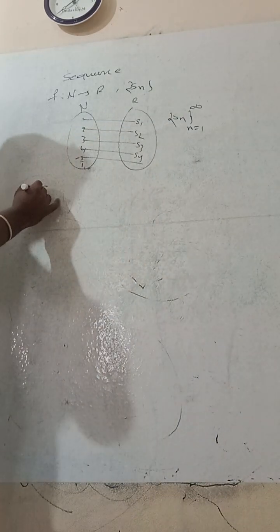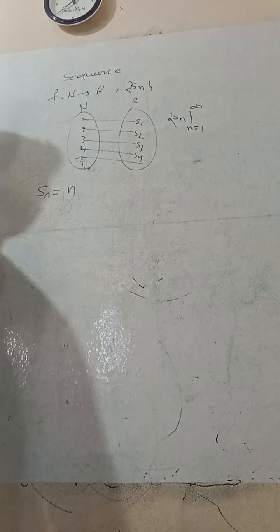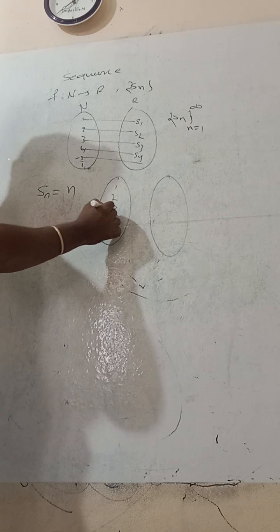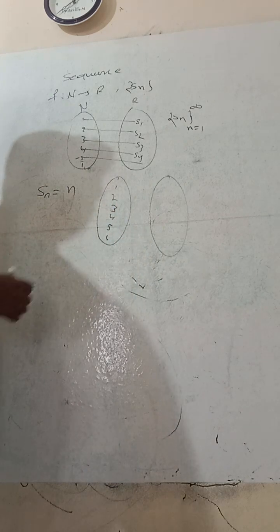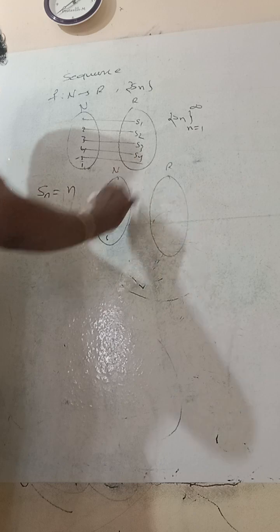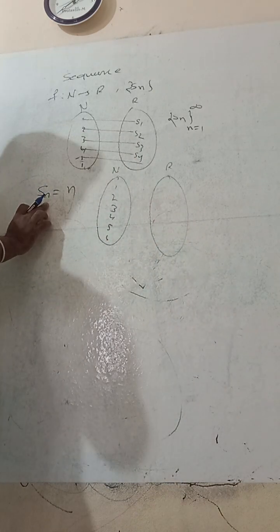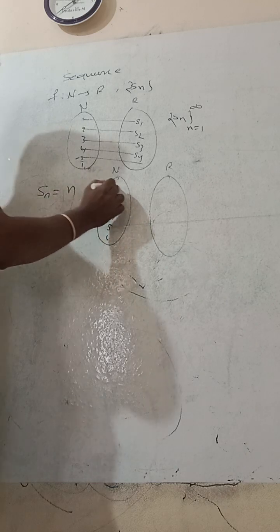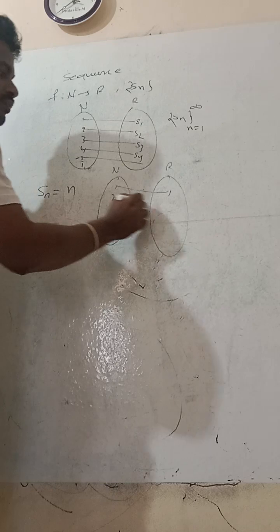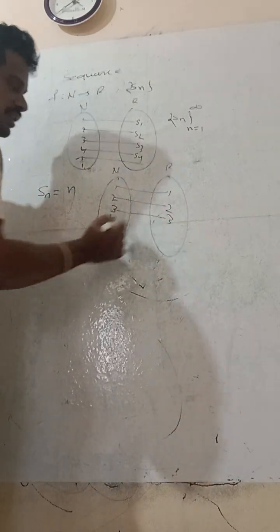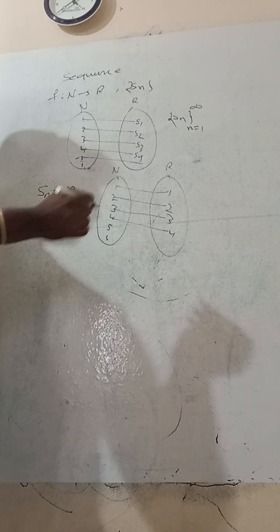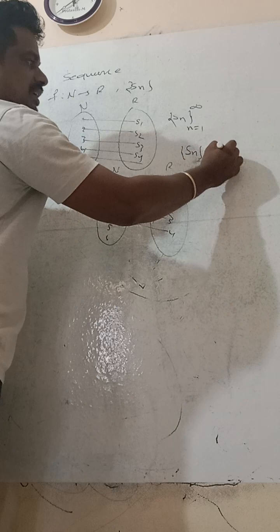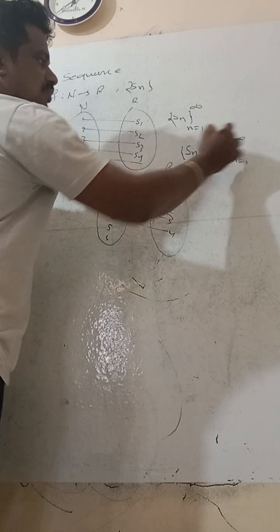Suppose I am taking Sn is equal to n. So this Sn is always defined on the natural number set 1, 2, 3, 4, 5, 6 and so on. This is the natural number set, and this is the real number set. Now put n equal to 1 and substitute here. 1 goes to 1, 2 goes to 2, 3 goes to 3, 4 goes to 4 and so on. Therefore Sn is equal to n, for n equal to 1 to infinity.